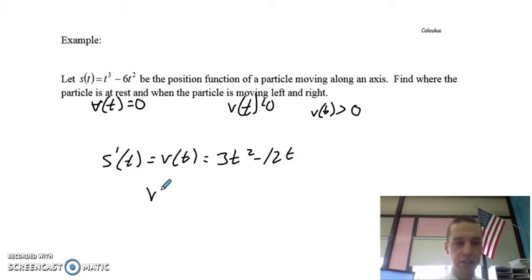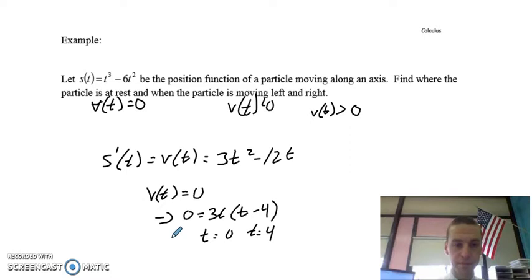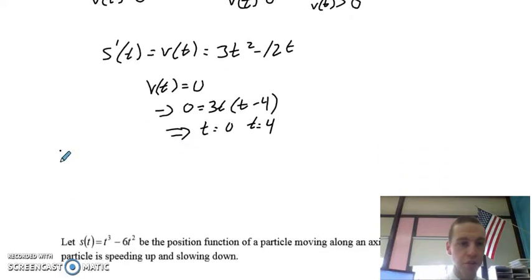And I'm going to take v of t, set it equal to 0, which implies that 0 equals 3t times (t minus 4). So we're going to get t equals 0 and t equals 4. And so this is where it's at rest. So the particle is at rest at t equals 0 and t equals 4.